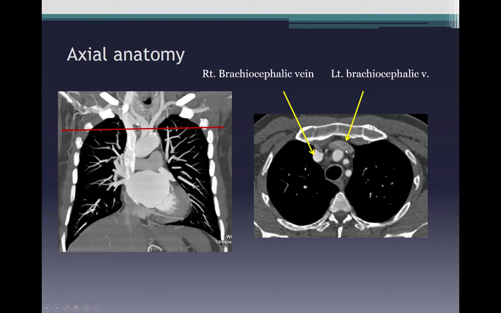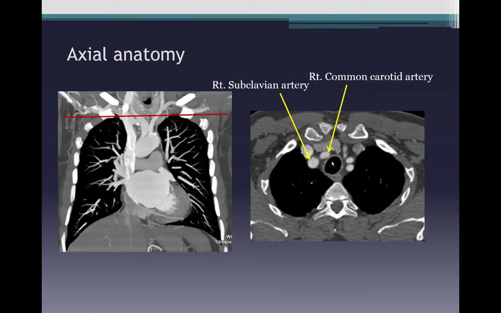Here we can see the left brachiocephalic vein is less opacified compared to the right because the contrast has been injected through the right arm. Now these three structures are the branches of the aortic arch. So the first one would be the brachiocephalic artery. The next one would be the left common carotid artery. The third one would be the left subclavian artery. As you go higher up, you can see here that the brachiocephalic artery has divided into the right subclavian artery, which is more laterally on this image, and the right common carotid artery.